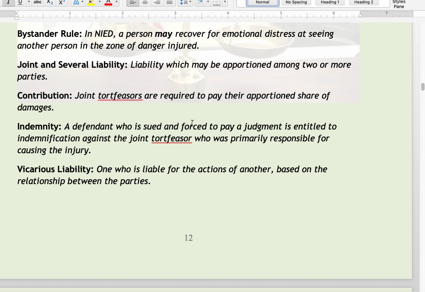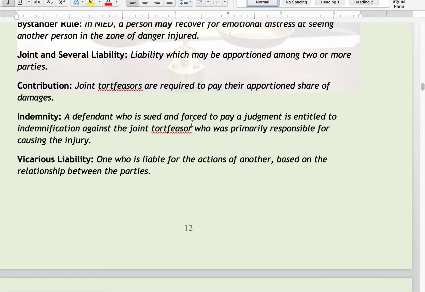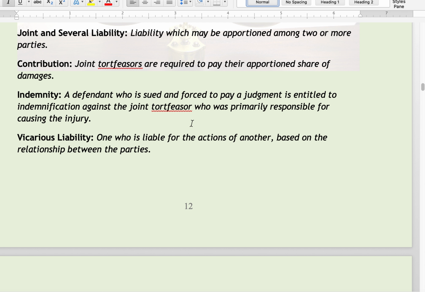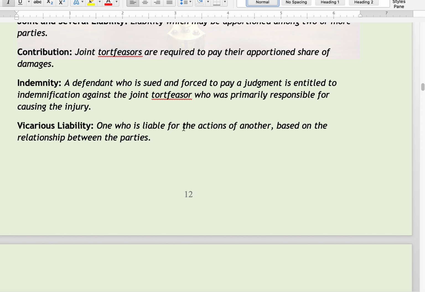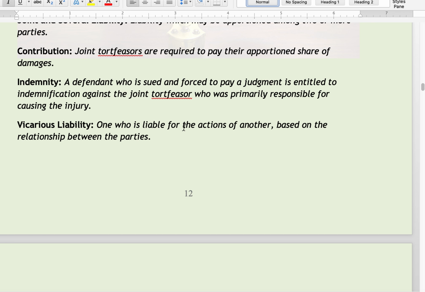Joint and several liability. Liability which may be apportioned among 2 or more parties. Contribution. Joint tortfeasors are required to pay their apportioned share of damages. Indemnity. A defendant who is sued and forced to pay a judgment is entitled to indemnification against the joint tortfeasor who is primarily responsible for causing the injury.